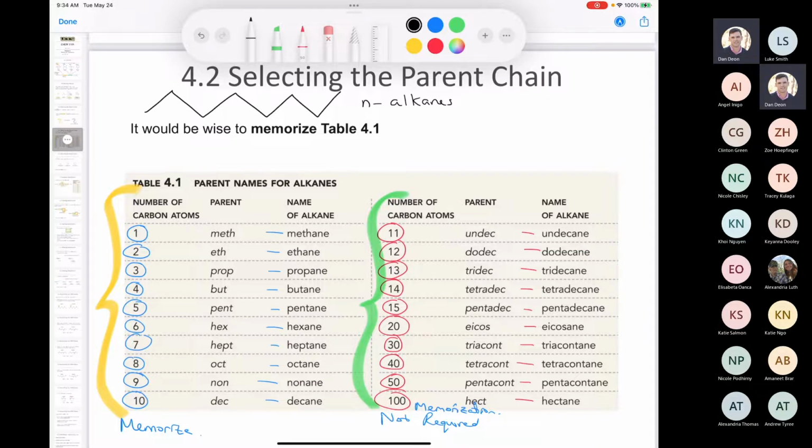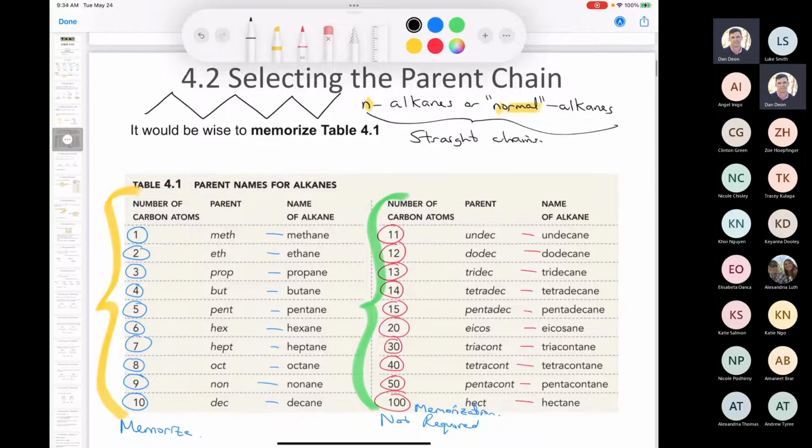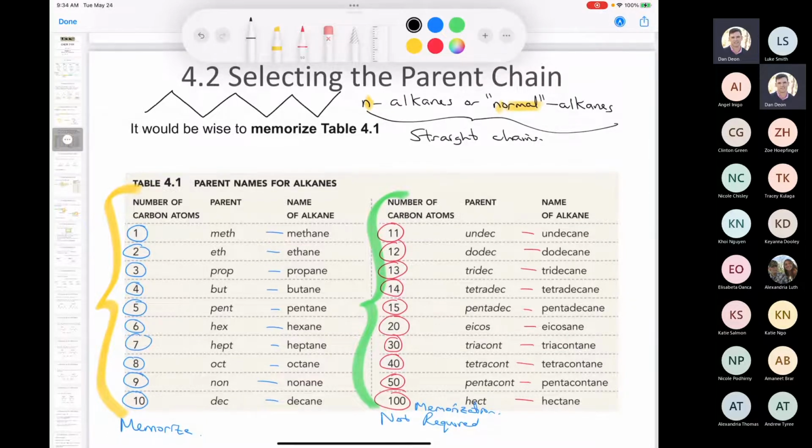N-alkanes, the N stands for normal alkanes. It's kind of funny. But all that it means is that they're straight chains. Okay, so we'll put here straight chains. And if you're wondering, well, what's not a straight chain, Mr. Dion? Well, we're going to get into that in a few minutes. We're going to talk about branching.